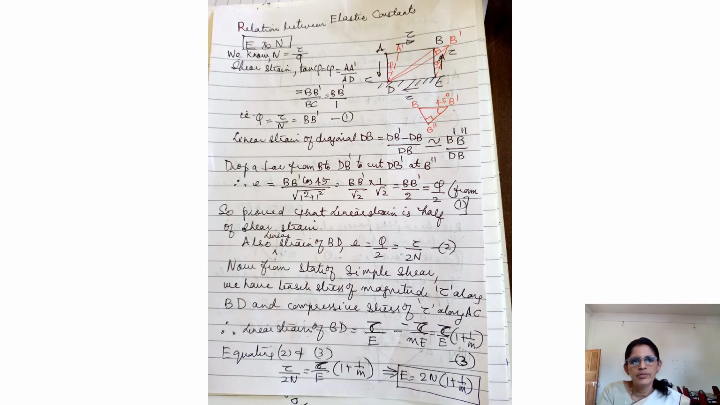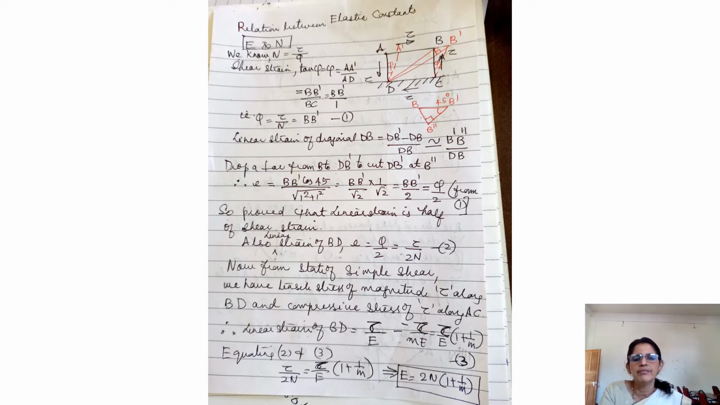So, starting with this derivation between capital E and capital N, I will just refresh once again. Shear strain phi is equal to, since phi is very small, we are approximating tan phi equal to phi radians, and from this triangle you are getting AA dash by AD or BB dash by BC. So BB dash by BC is 1, so we get phi is equal to BB dash. And phi is again, from first principles, shear strain is equal to shear stress by rigidity modulus, that is capital N is equal to tau by phi. So you have phi is equal to BB dash, that is equation number 1.